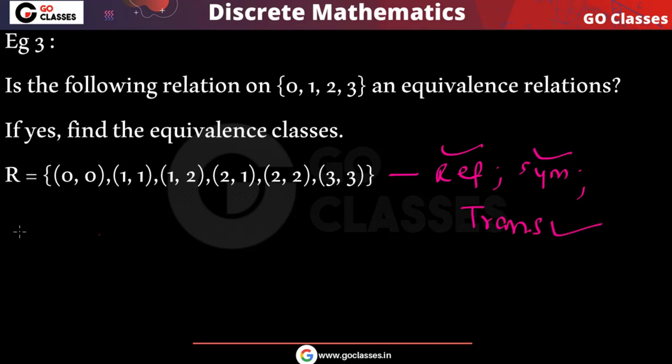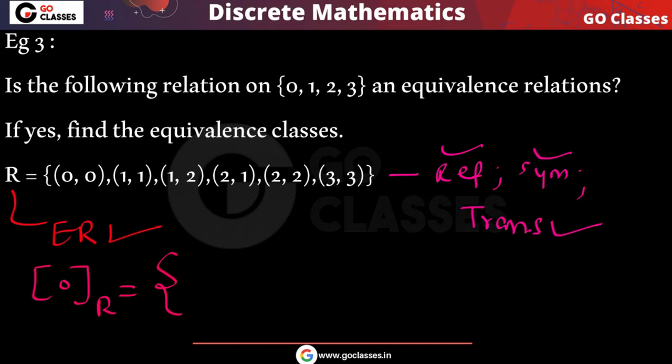Okay, so all these three properties are satisfied. So this relation is definitely an equivalence relation. And if this is an equivalence relation, then what is the equivalence class of 0? Tell me, what is the equivalence class of 0? Equivalence class of 0 means all those elements to which 0 is related. 0 is only related to 0. So this is the equivalence class of 0.